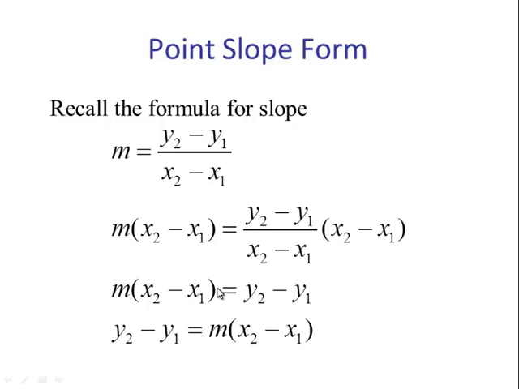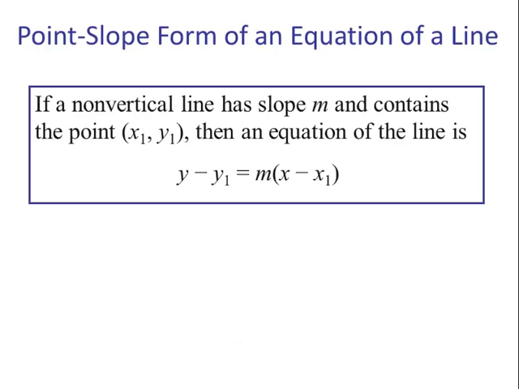The idea behind all this is to have an equation if you are given a point and the slope, and hence this is why it's called the point-slope form. If a non-vertical line has a slope m and contains the point x sub 1, y sub 1, then the equation of the line is y minus y sub 1 equals m times x minus x sub 1. So this is the y coordinate for the given point. This is the x coordinate for the given point. The y and the x stay variables y and x for all the points that are on the line, and m is the slope. Let's do an example.